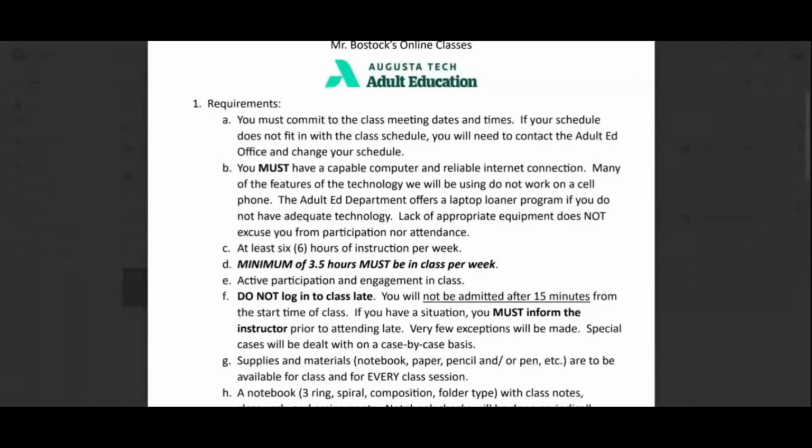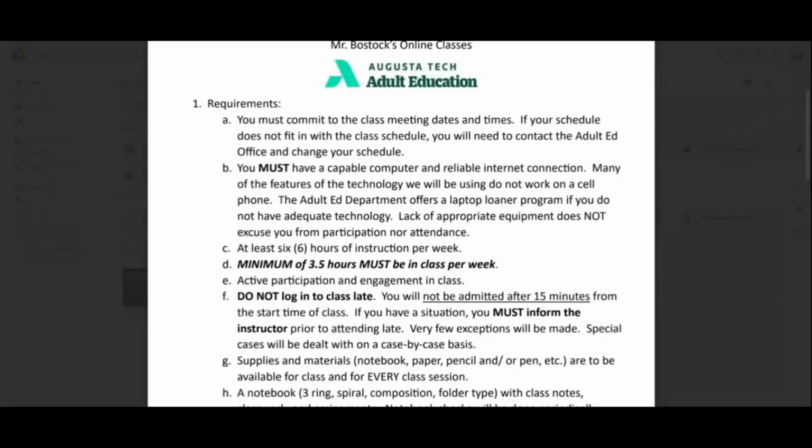You must have a capable computer and reliable internet connection. There's no way that you can take an online class if you don't have a computer that's going to let you do the online work. We do have a loaner program. I don't know if there are any computers available. They typically go pretty quick, but you've got to have a reliable computer. You've got to have a good internet connection.